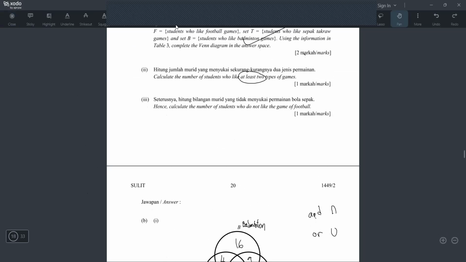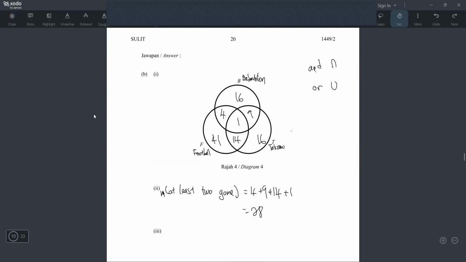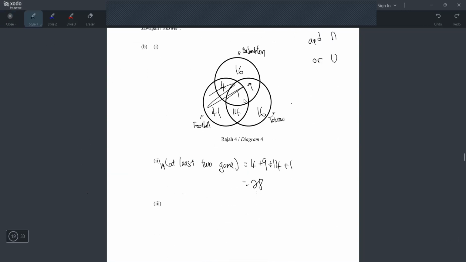Okay, let's go to number 2. Hence, calculate the number of students who do not like the game of football. Do not like football. So, all of these we cannot take, because these are all students who play football. So, does not like football is 16, 9 and 16. So, just write n, does not like football.